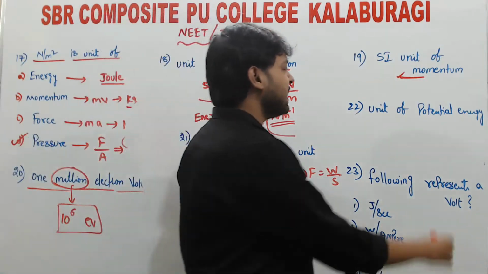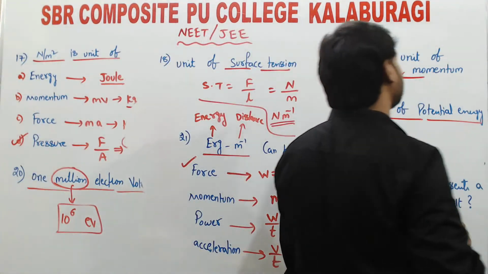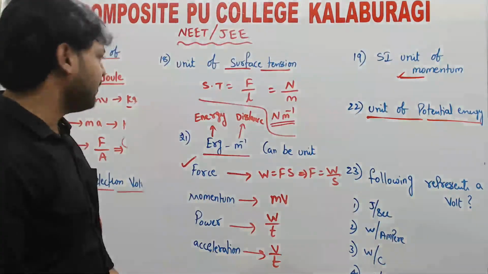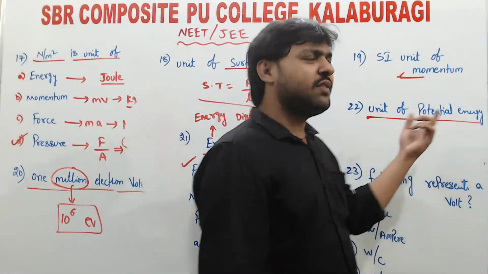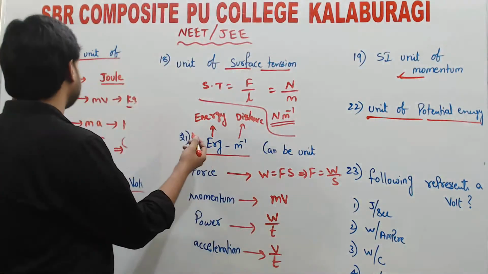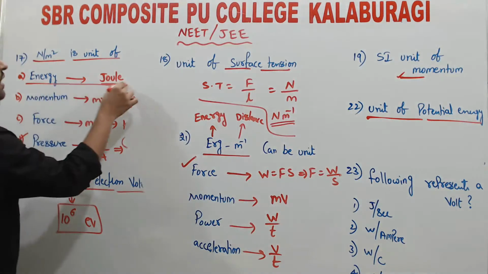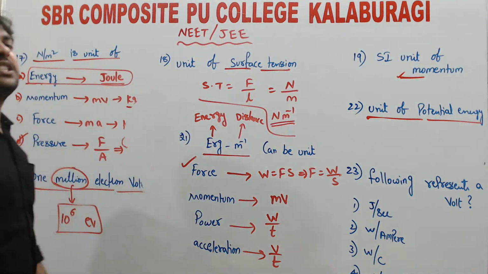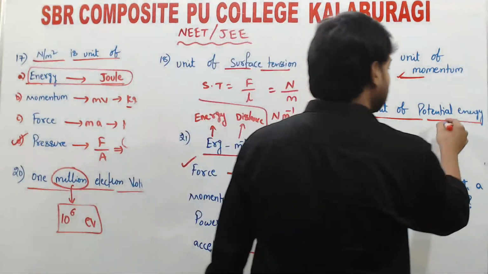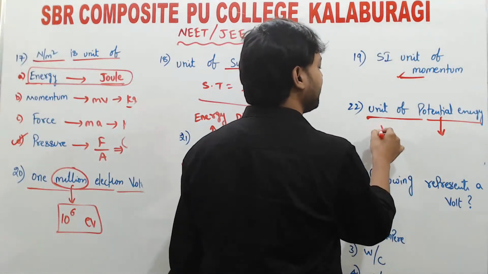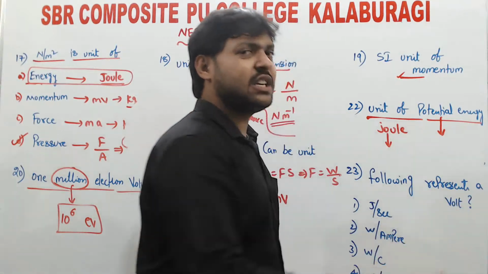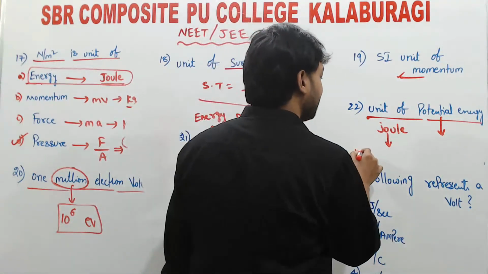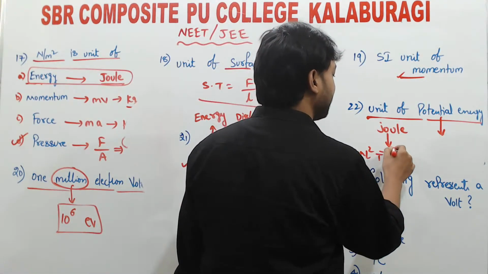All right. Next, unit of potential energy. I think no need to discuss again. Just now we have seen potential energy. That is also a type of energy, right? So if that is also a type of energy, I can write it as joule. According to the options, you have to change, but different things will be there. Unit of potential energy, you can write it as joule.